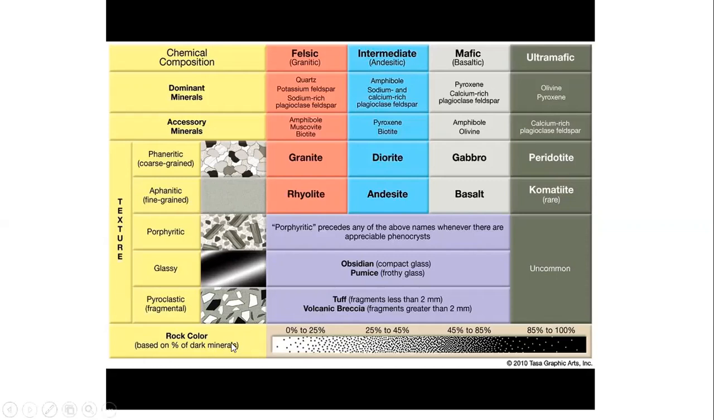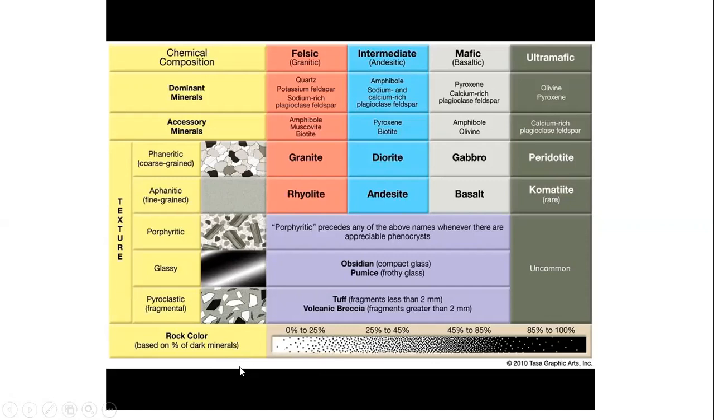Rock color. Rock color depends upon the presence of dark minerals. This classification on the basis of rock color is an old one. Usually, in initial days, the rocks were generally classified on the basis of color, as the felsic rocks usually have light color, and mafic have dark color. The color of rock depends upon the presence of dark minerals. The more the dark minerals, the darker the color will be. As here you can observe that rock with 0 to 25% of dark minerals possesses light color.